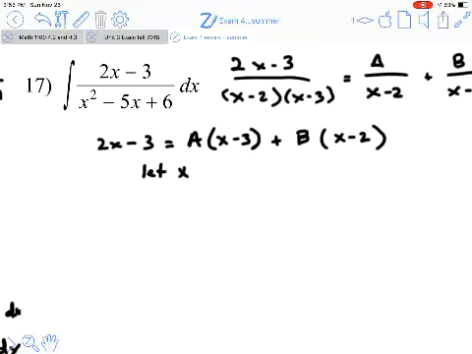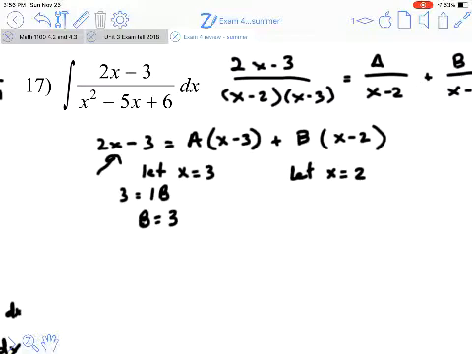So if we let x equal 3 and I plug it in there, 2 times 3 is 6, 6 minus 3 is 3, so we get a 3. A cancels because 3 minus 3 is 0. Here, 3 minus 2 is 1, so 1 times b means b equals 3.